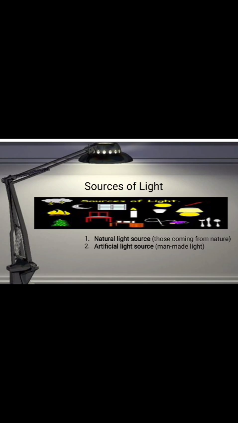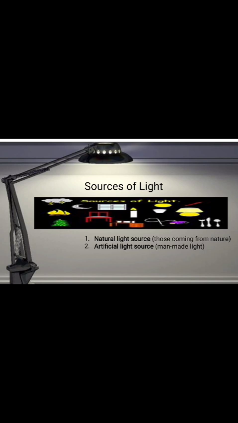Next, luminescent source. Light can be produced by accelerating charges in luminescent materials. One common way of doing it is by passing current through the materials. Examples: fluorescent tube light and electric bulb.